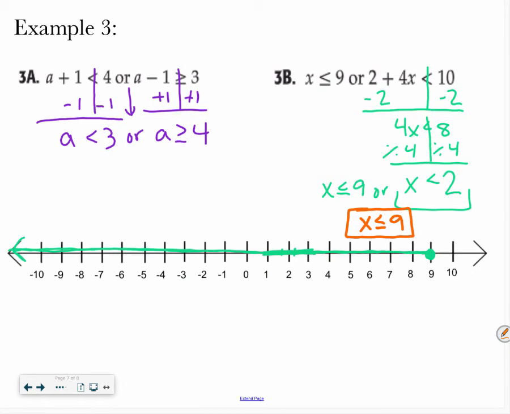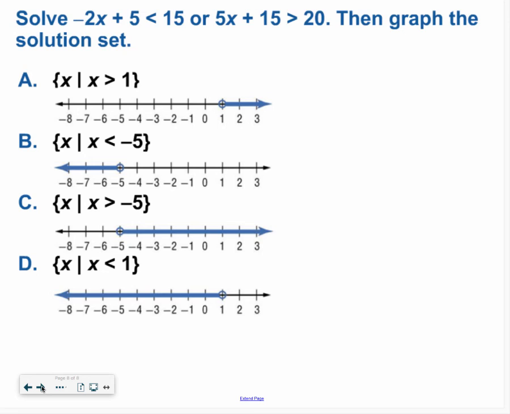Okay? Since this graph filled in the open circle from this one, it finished the graph, and I now have this as my answer. Go ahead and try this one on your own, see how you do.